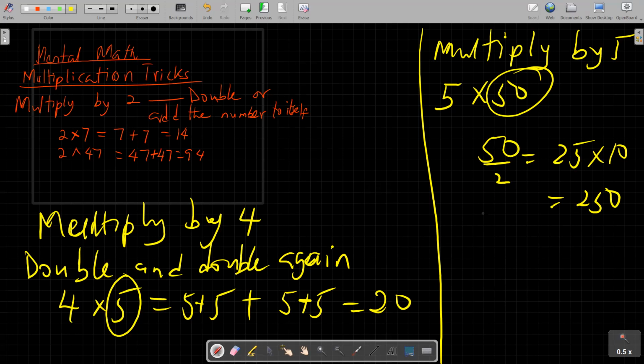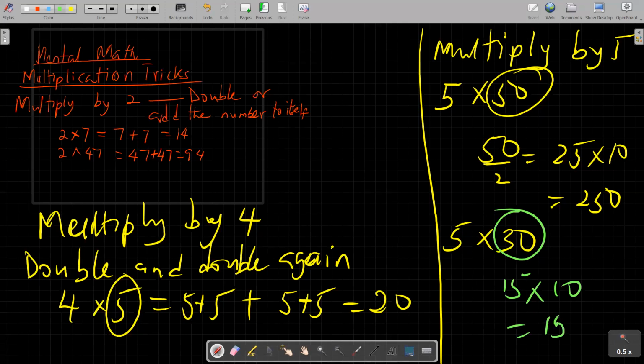Now, I want you to multiply 5 by 30. So what you do is this. Half 30, that is 15, and then multiply by 10. That is what? 150. As you can see, this is not only useful for primary school, it's useful for secondary school, and even for everyday life.